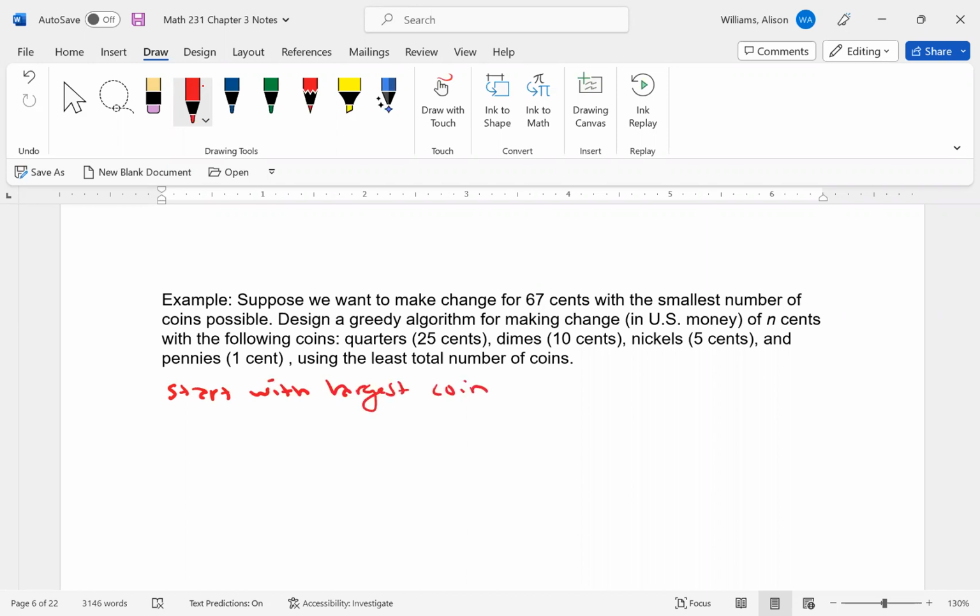You subtract out as many of those coins as you possibly can without going over. So if we start with 67 cents, we'll be able to use 25 cents twice. Take away 50 cents, and that's going to leave us with 17 cents. So 2 quarters. Now I'm going to try to take away as many dimes as I possibly can, and I'm only going to get away with 1 dime, because after that we don't have any more. So 1 dime.